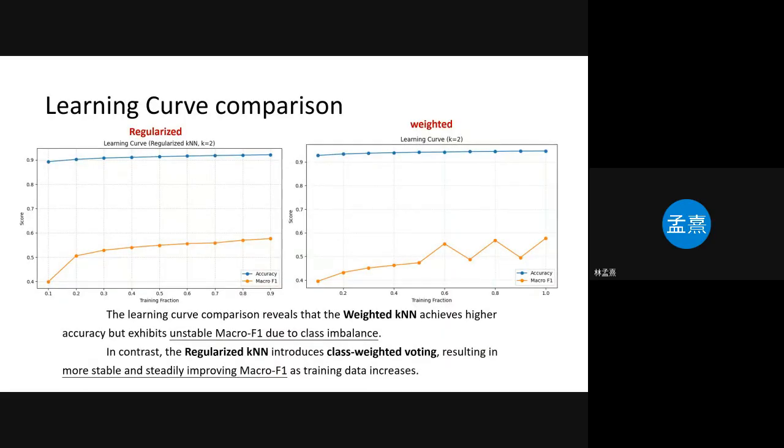The regularized KNN, since the mechanism of decision is such, the result is stable. As you can see, the accuracy and macro F1 stay steady as the training data changes, unlike the weighted. Okay, I see. So next slide.